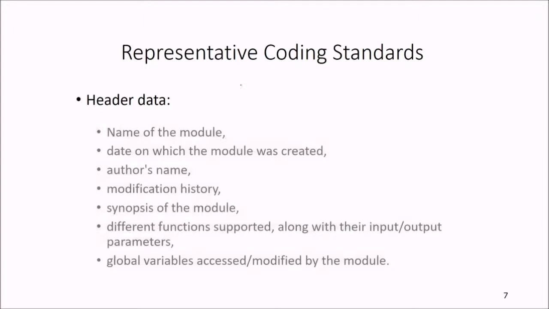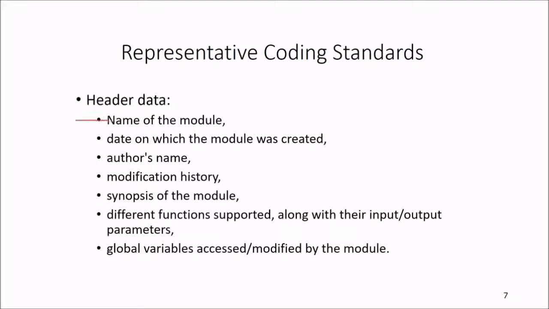What can be the header data? You can have the name of the module, the date on which the module was created, who has created it, the modification history, the synopsis of the module, and the different functions supported along with their input and output parameters, and global variables which are accessed or modified by the module. All this data can be placed, and it is always a good idea to place all this in your header.